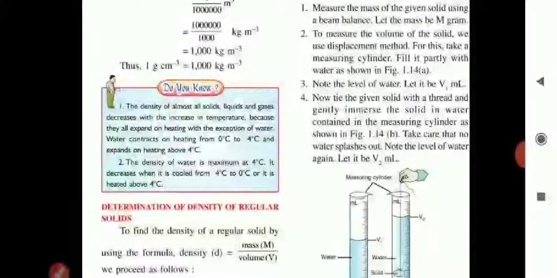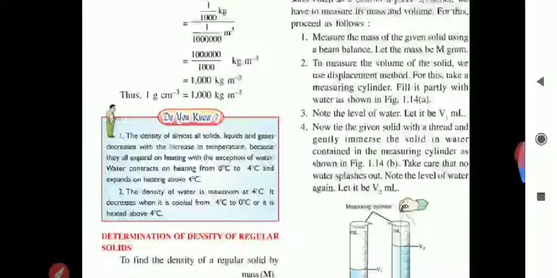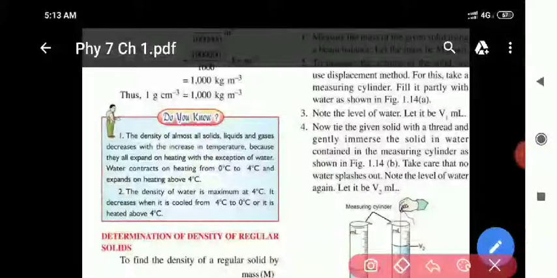Now to determine the density of an irregular solid. So what we do, first of all, we measure the mass of the solid, that is m gram. Then measure the volume of solid. We use the displacement method that we have learned a few pages before. By the displacement method, we note the level of water as V1.